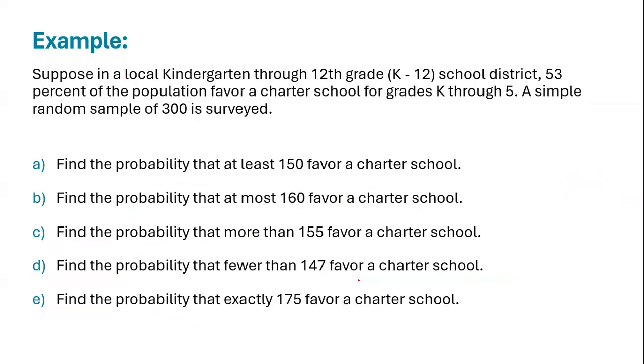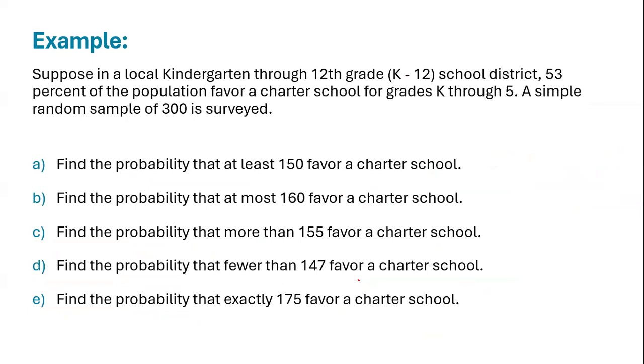And the last question, which only gives you the continuity correction as a hint, and you can finish that. Suppose in a local kindergarten through 12th grade school district, 53% of the population favor a charter school for grades K through 5. A simple random sample of 300 is surveyed.